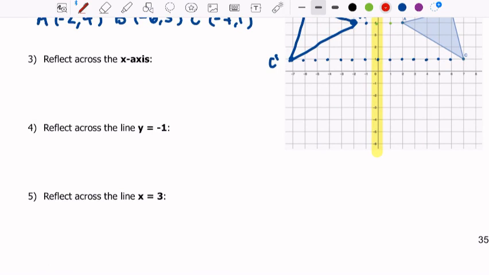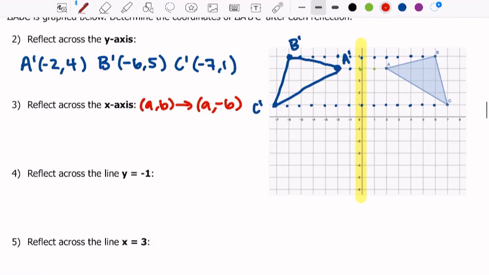So my coordinate rule says that I'm going to take a point, A, B, and when I reflect it across the x-axis, I know my x-coordinate is going to stay exactly the same, but my y-coordinate is going to change sign. So that's what we're going to look at. For this, I need to figure out where each coordinate point of A, B, and C are. So my point A is initially at 2, 4.